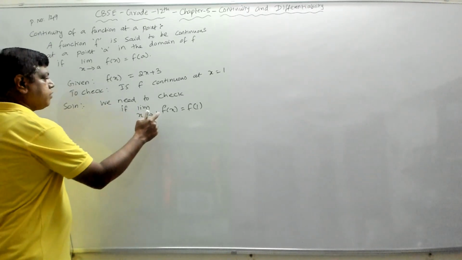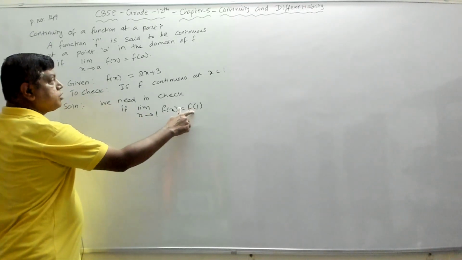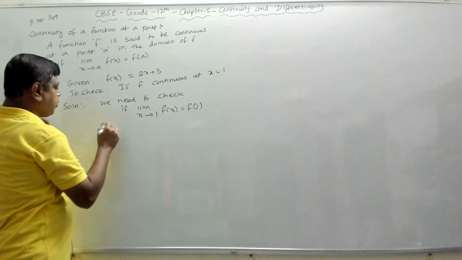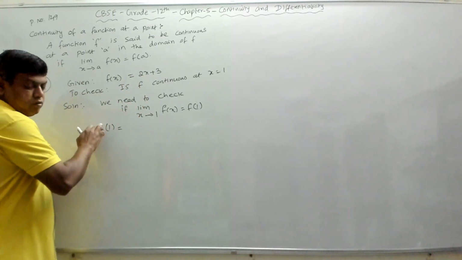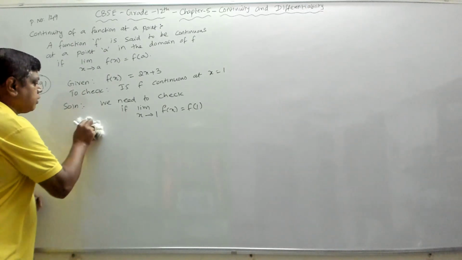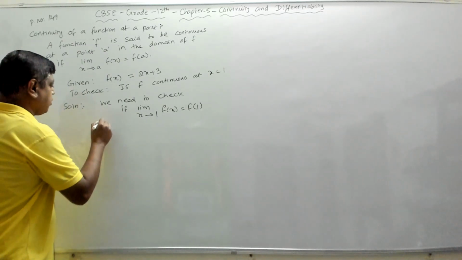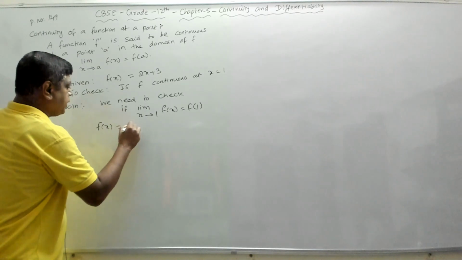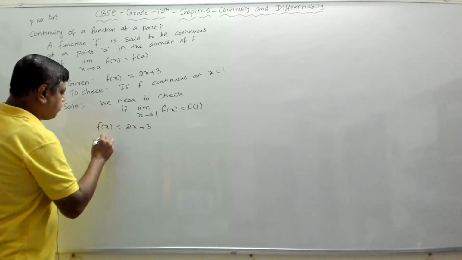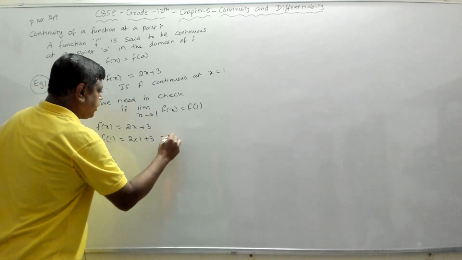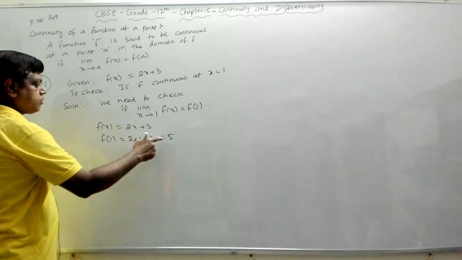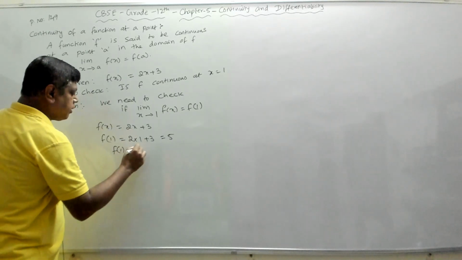Now let's try to find f of 1. That is easy to find. What is f of 1? You need to find the value of the function at x equal to 1. Our f of x is 2x plus 3. So f of 1 will be equal to 2 into 1 plus 3, which is 5. So f of 1 we calculated, it is 5.